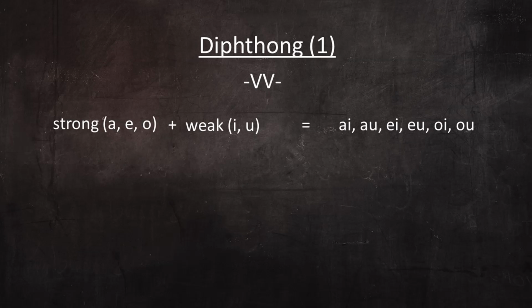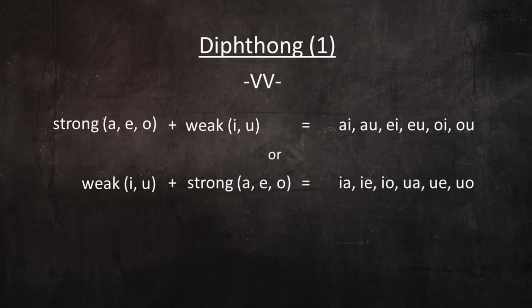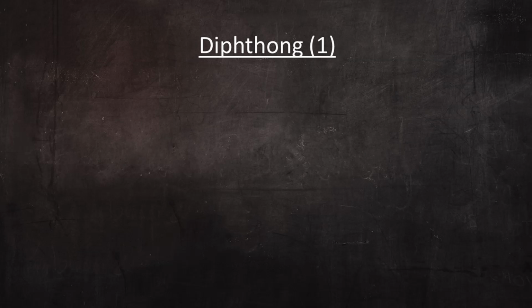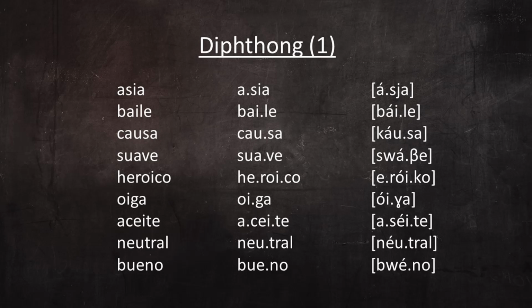A strong vowel and a weak vowel together in any order form a diphthong. A diphthong is pronounced as a single syllable with a strong vowel acting as the nucleus. So the word aire is made up of the syllables ai-re. I have a whole video dedicated to all the Spanish diphthongs and their correct pronunciation in my older videos playlist if you want more information on that topic. Observe these additional examples of words with diphthongs.